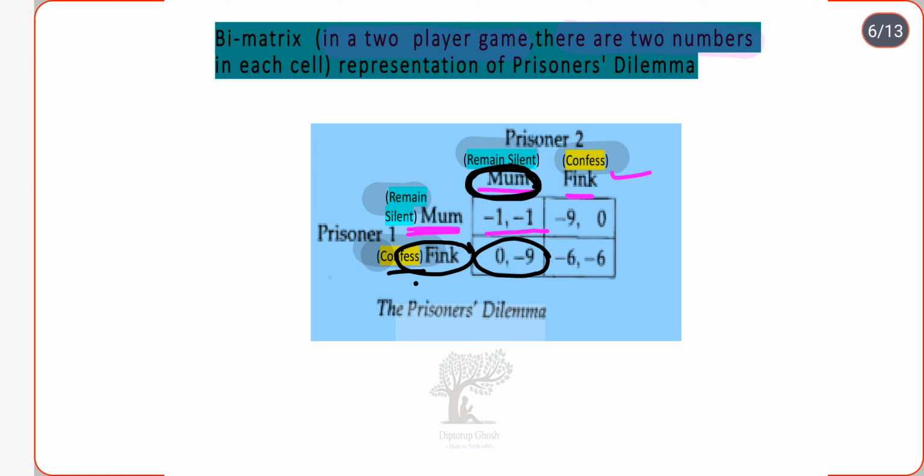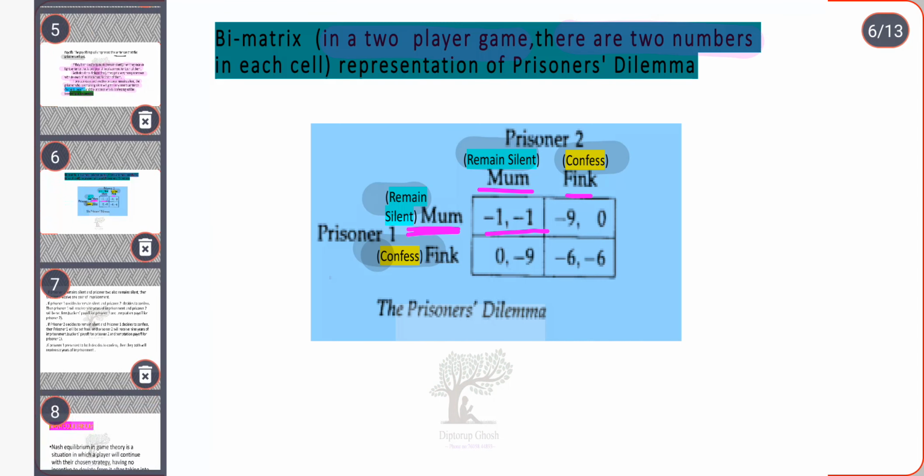So prisoner 1 is basically free here. Prisoner 1 is confessing and prisoner 2 is remaining silent. So prisoner 2, remaining silent, is getting 9 years of imprisonment, and prisoner 1, confessing, is getting 0 years of imprisonment. Similarly, if prisoner 1 confesses and prisoner 2 also confesses, that is, think, both are getting 6 years of imprisonment. So I hope this matrix is clear. Now we will lead to the Nash equilibrium.